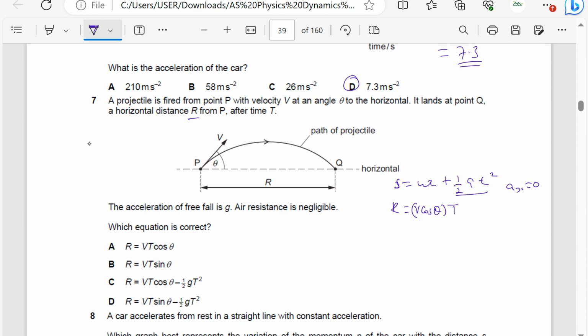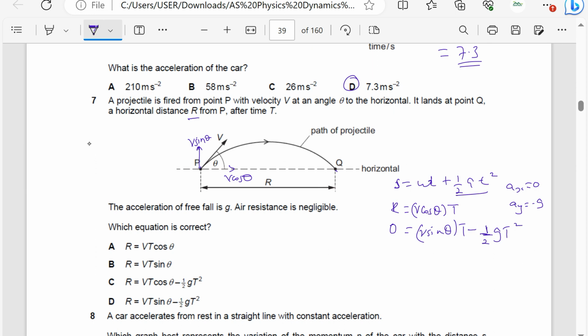Acceleration in the horizontal is 0. If I consider vertical motion, if it leaves P and comes back to Q in the same horizontal line, s will be 0. So 0 equals, resolving V in the vertical, V sine theta, whereas in the horizontal it was V cos theta. So u is going to be V sine theta, then times t. Because it is moving against gravity in the vertical, acceleration in the vertical is going to be negative g. So this will become minus a half times g times t squared.